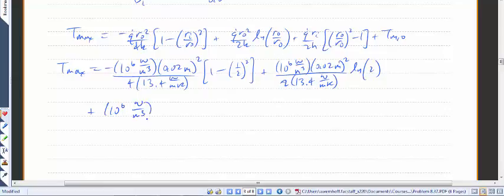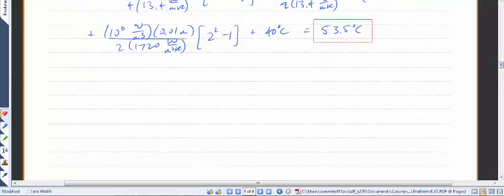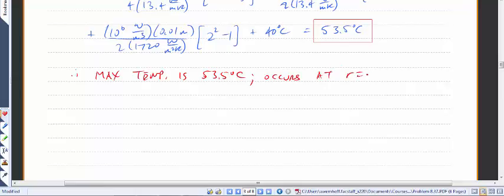plus 10 to the 6 watts per cubic meters times 0.01 meters divided by 2 times 1720 watts per meter squared Kelvin, all times 2 squared minus 1, plus 40 degrees C. When you plug in all the numbers, you get a value of 53.5 degrees C. So therefore, we can say that the maximum temperature is 53.5 degrees C, occurs at R equals R0 at the outlet of the pipe.